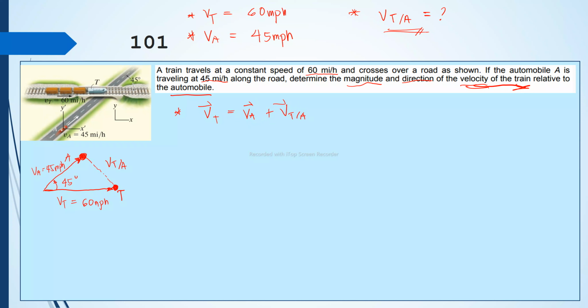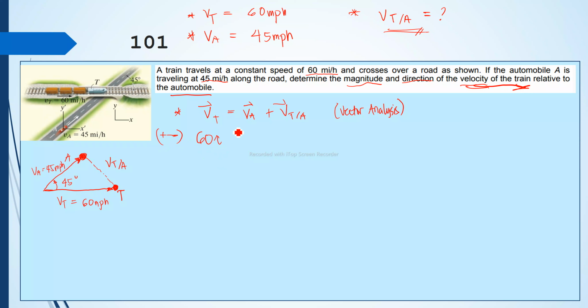Now with the vector analysis. So first, let's try to solve with the vector analysis. The train moves to the right at 60 miles per hour. So that is 60 i hat. The i hat denotes the direction of the magnitude, 60 miles per hour. That means to the right.